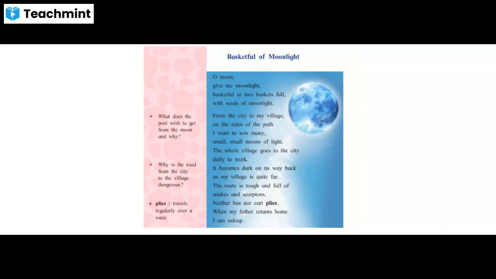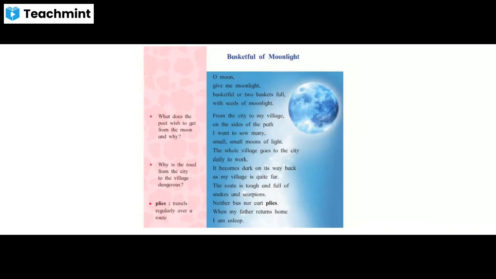Then, the route is tough and full of snakes and scorpions. Here the figure of speech is alliteration. Why is it alliteration? Because snakes has the s sound, scorpions has the s sound. So the s sound is repeated for greater musical effect. That's why it is alliteration.